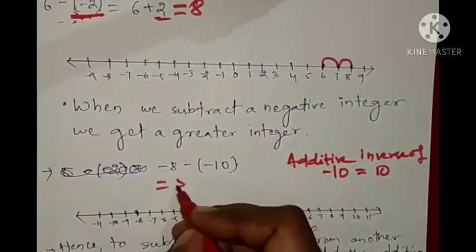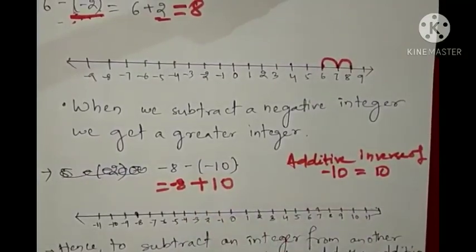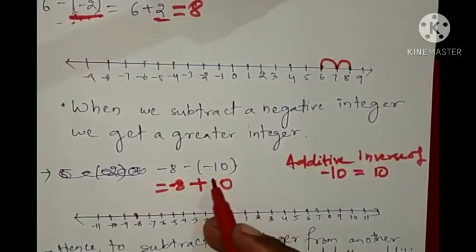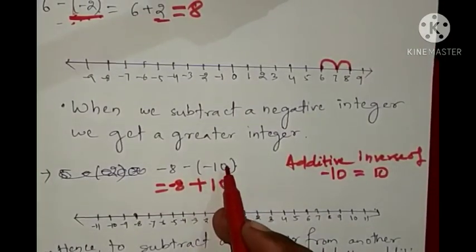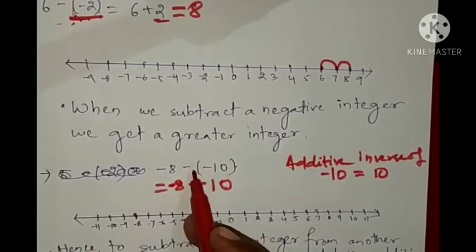It will convert into minus 8 plus 10. It will convert like this. Okay. So additive inverse of minus 10 is plus 10. So minus 10 is converted into 10 when you are subtracting the negative integers.